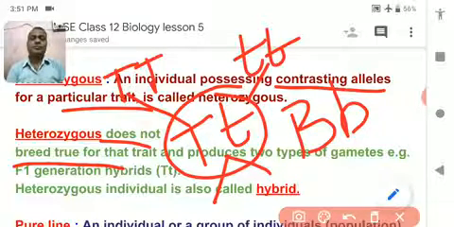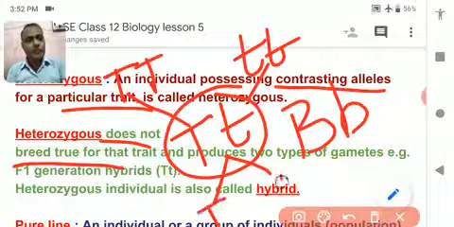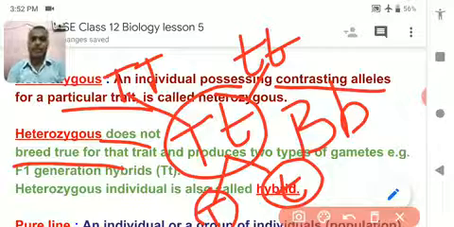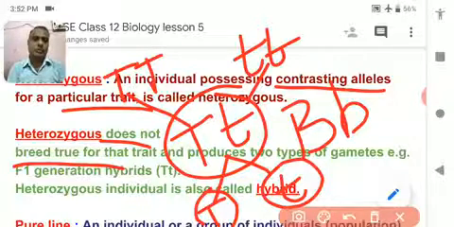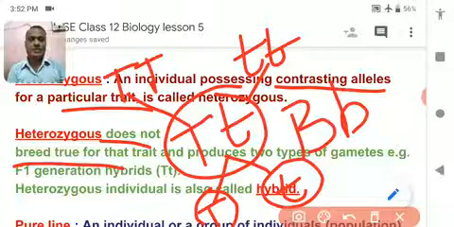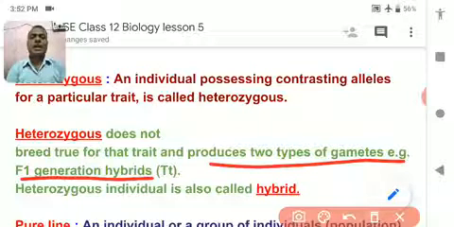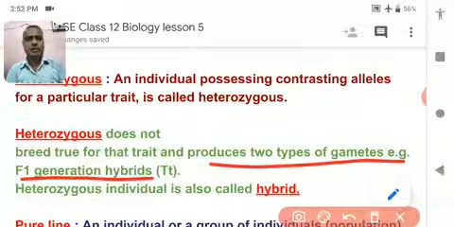That's why it never gives a pure gamete, meaning it will give two different varieties of gametes, that is capital T and small t. So it produces two types of gamete. Understood? In the F1 generation, a heterozygous individual is also called a hybrid. Point to be noted.